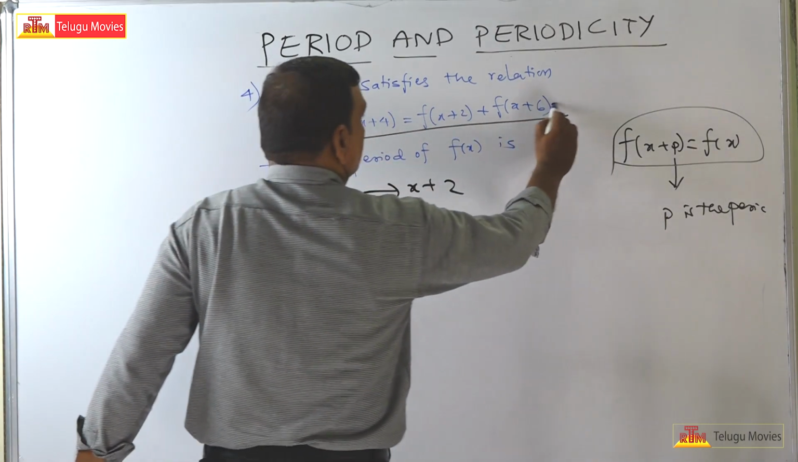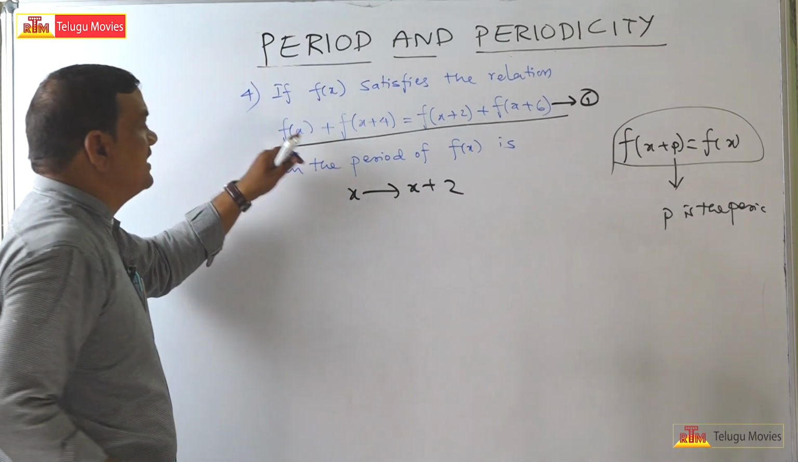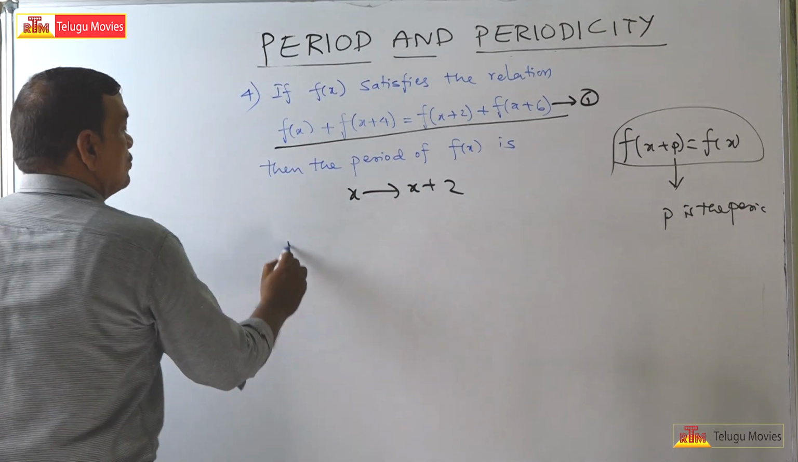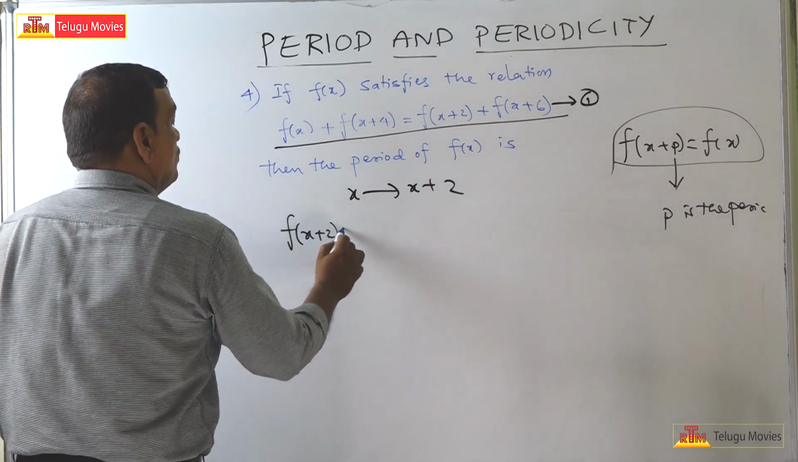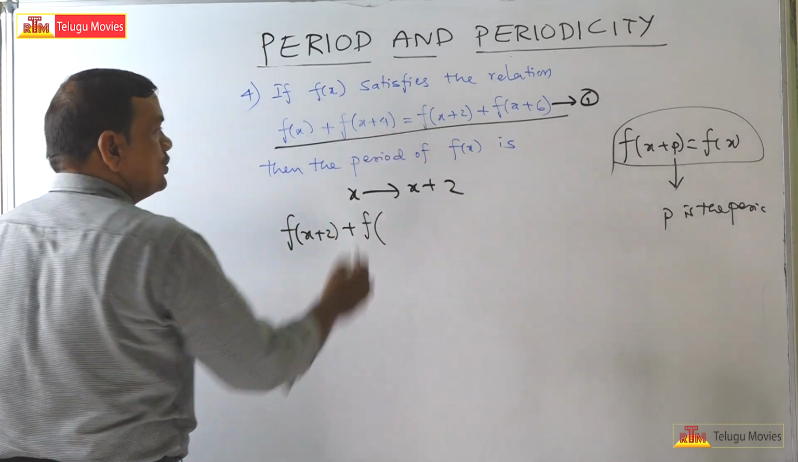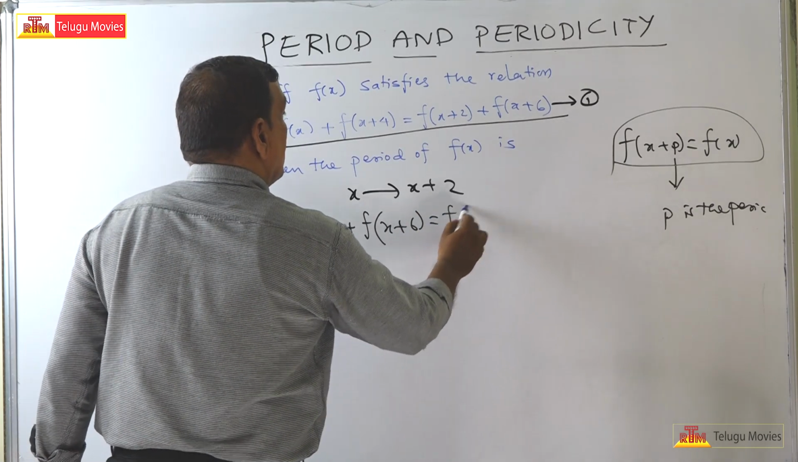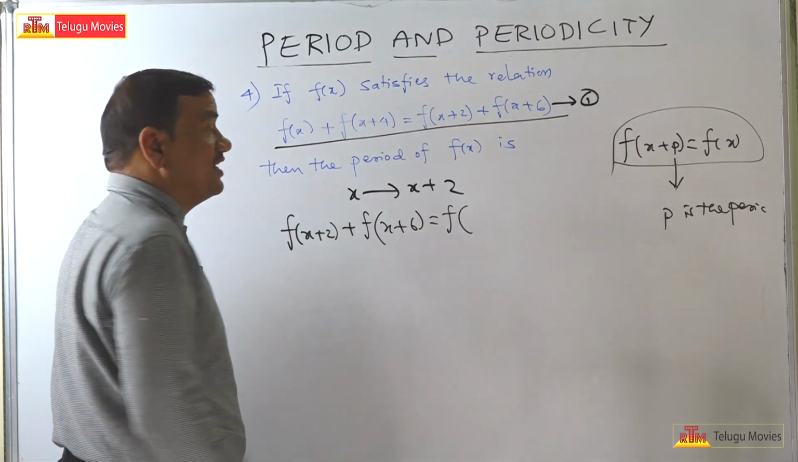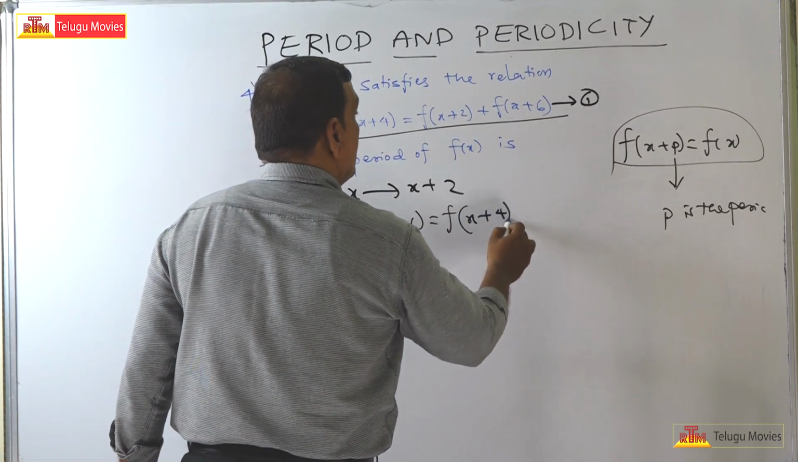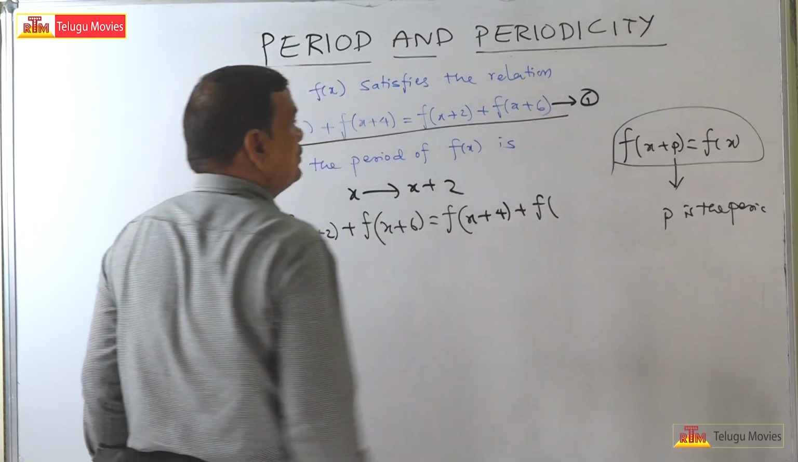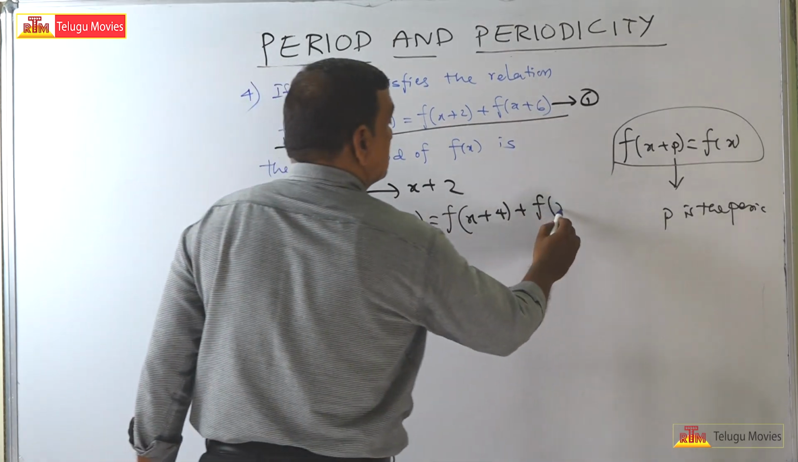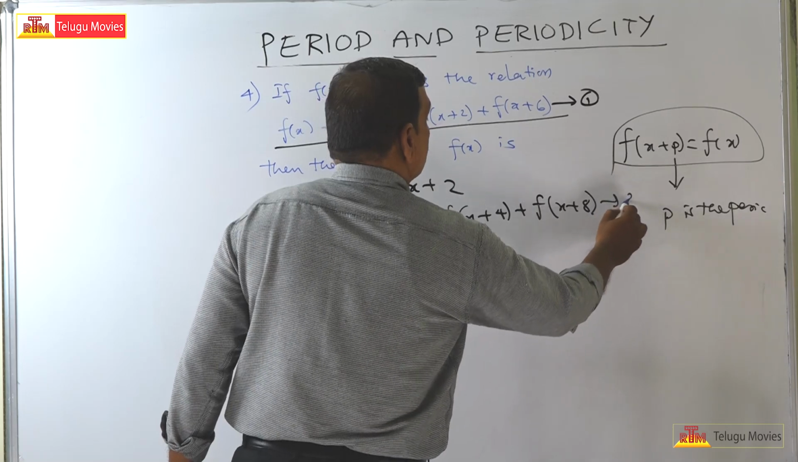So, I call this the first equation. Now, wherever x is there, substitute x plus 2. So, this is f of x plus 2, f of x plus 2 plus 4 which is x plus 6, is equal to f of x plus 2 plus 2 which is x plus 4, plus f of x plus 2 plus 6, this is x plus 8. Call it the second equation.